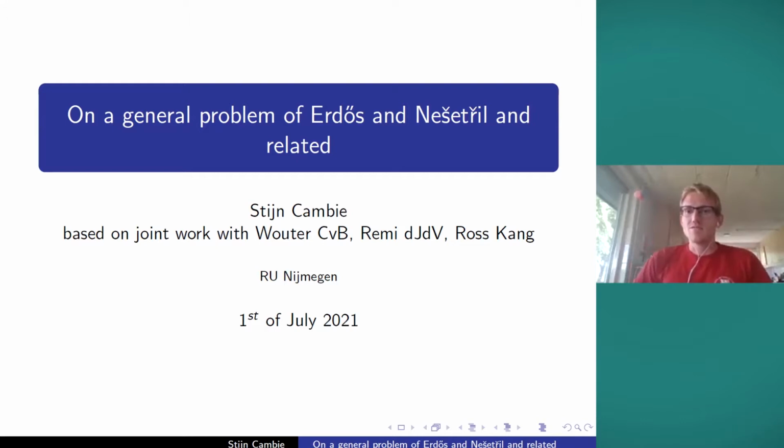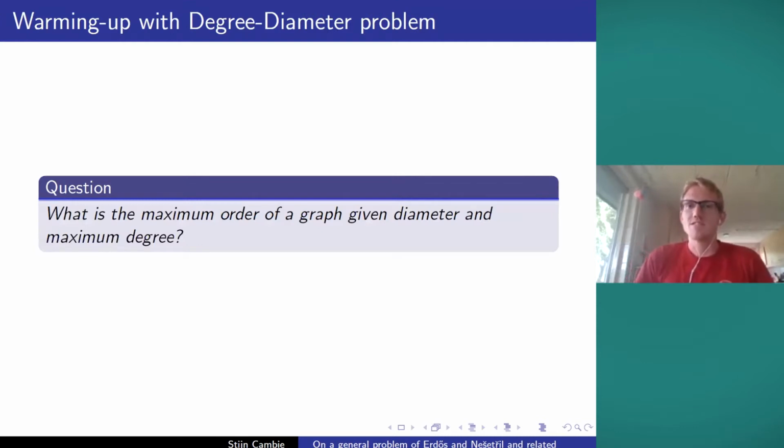To start with a slightly easier to state problem, I would like to mention the degree diameter problem, which will be pretty similar to the problem of Erdős-Nešetřil I will be speaking about. This question asks about the maximum order of a graph given some fixed diameter and maximum degree. Once you know the diameter and the maximum degree of a graph, it's pretty easy to see that there is an upper bound, so there is also a best value, and the degree diameter problem asks about the maximum order in general.